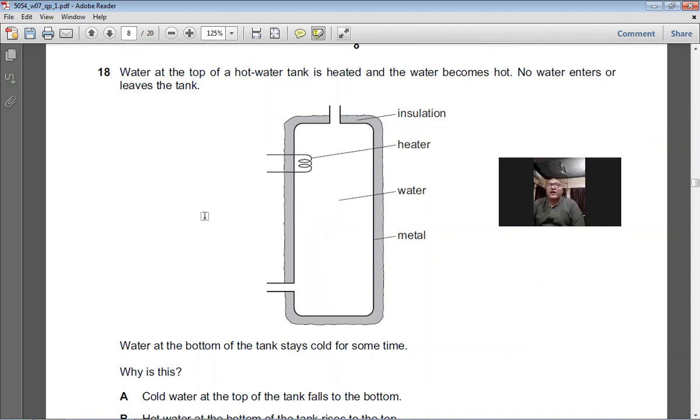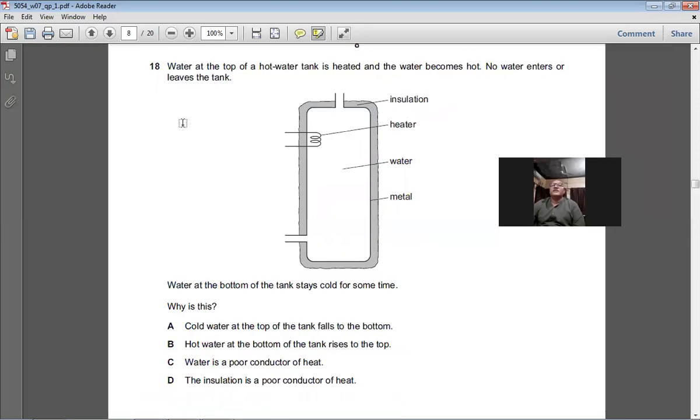Water at the top of a hot water tank is heated and the water becomes hot. No water enters or leaves the tank. Water at the bottom of the tank stays cold for some time. Why is this? So here we have some reasons. He says the cold water at the top of the tank falls to the bottom. Hot water at the bottom of the tank rises to the top. Water is a poor conductor of heat, and the insulation is a poor conductor of heat.